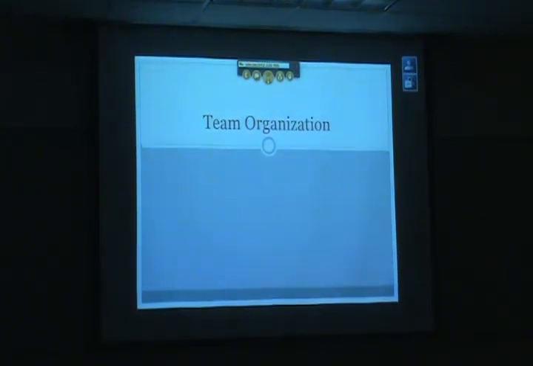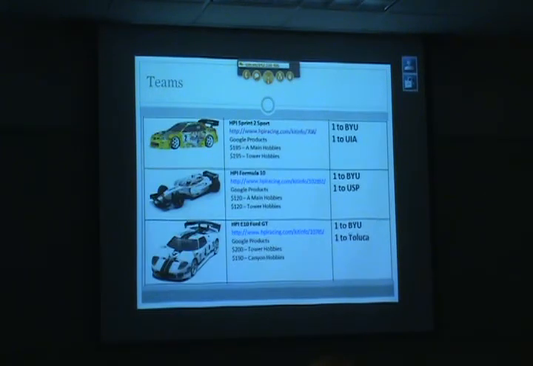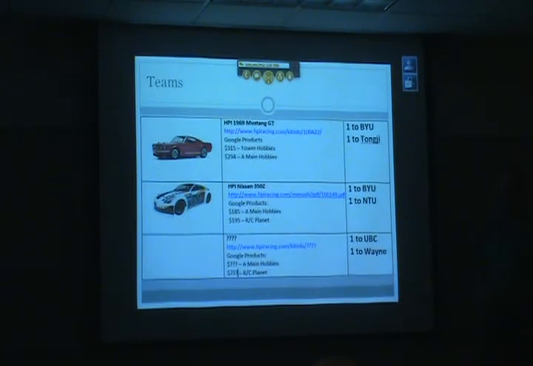So now we want to talk about team organization. We have a BYU UBC team. We have a BYU Hornet team. The images on the left-hand side are the actual cars that they're working to. Hopefully, I got it right. I think I did. BYU UIA team, a BYU Sao Paulo team, a BYU Toluca team. Then we have a BYU Tongji team, a BYU NTU team.